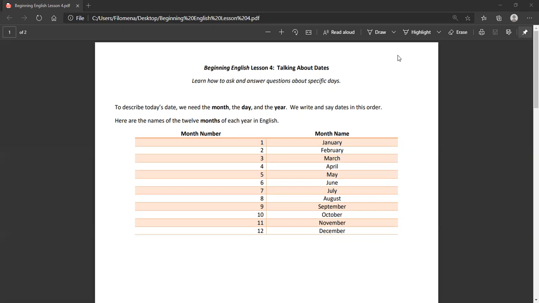Please note that each one of the months begins with a capital letter. In English, we need to write a capital or big letter at the beginning. So January with a capital J, May with a capital M, September with a capital S. This is the same for days of the week.